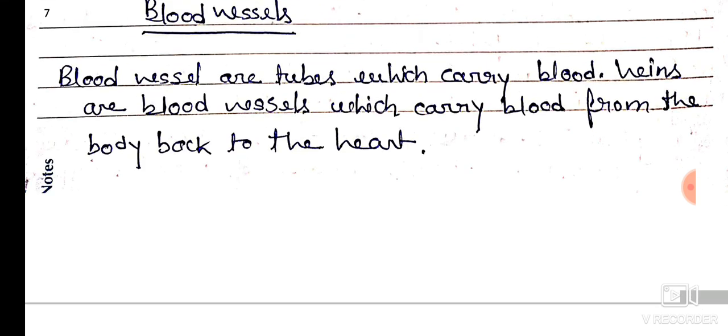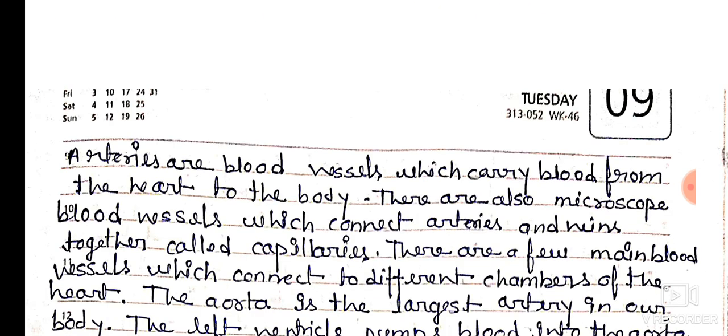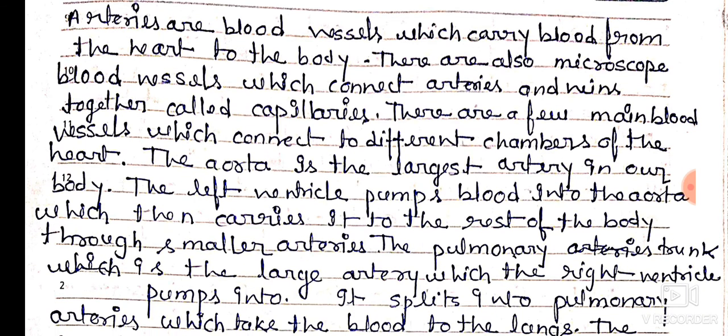Blood vessels are tubes which carry blood. Veins are blood vessels which carry blood from the body back to the heart. Arteries are blood vessels which carry blood from the heart to the body.